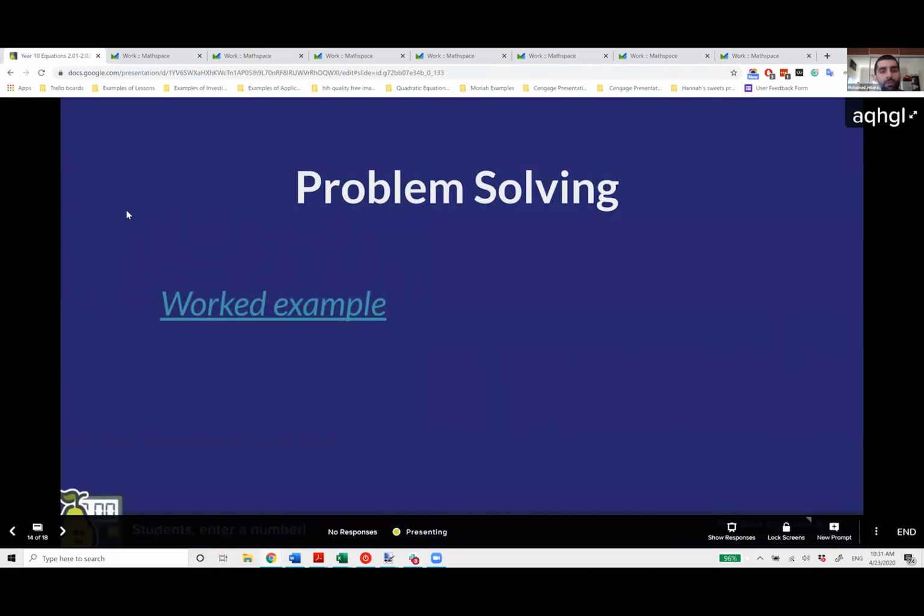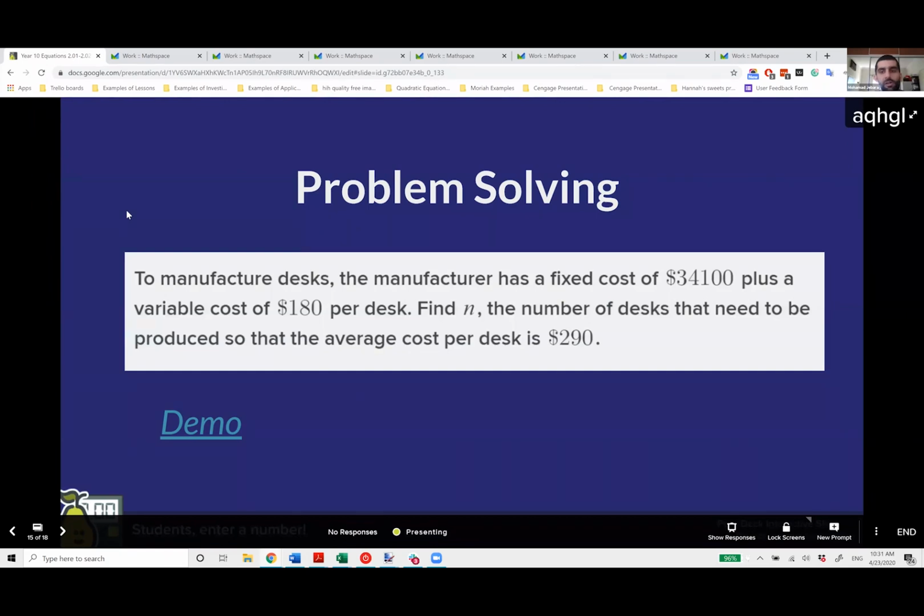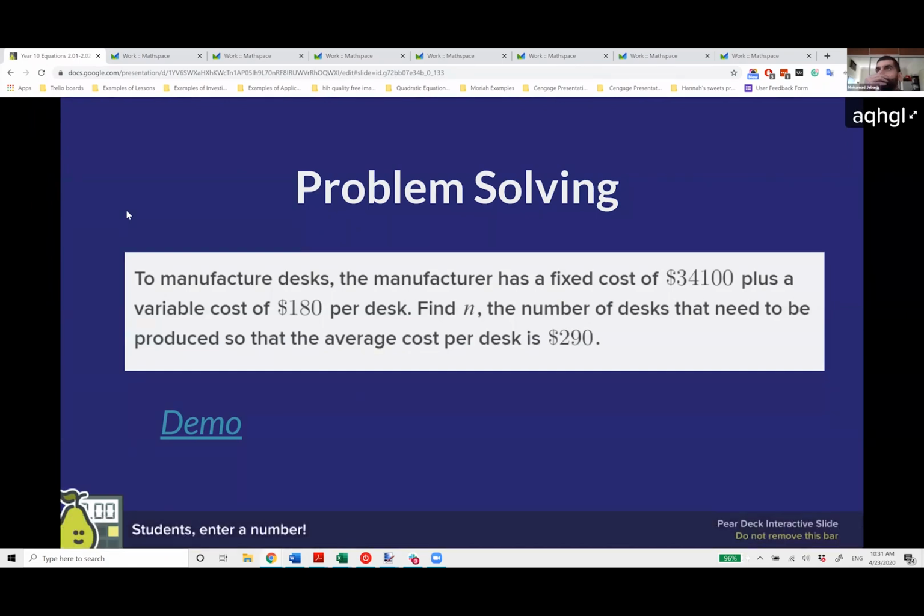Now I want to move on to some problem solving questions, worded problems. And I'm going to give you a couple of minutes to do this. To manufacture desks, the manufacturer has a fixed cost of $34,100 plus a variable cost of $180 per desk.